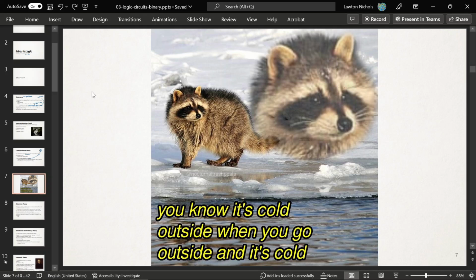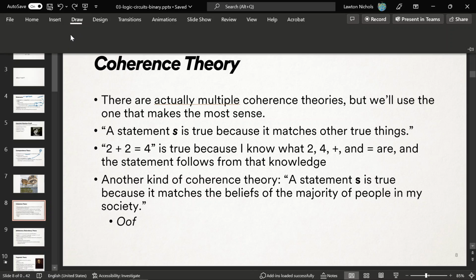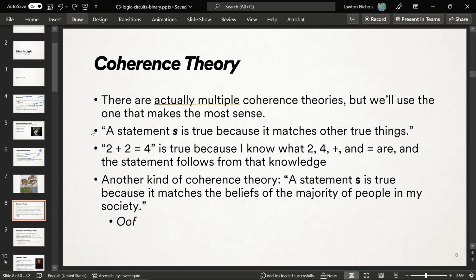But there are other ideas. And let me teach some of those to you as well. Okay. The next one is called coherence theory. This is another definition of what it means to be true. There's actually a few different coherence theories, but we're going to use the most popular one. So to a coherence theorist, this is what they believe. A statement S is true because it matches other true things. So if you know some other thing to be true, you can look at that and build a knowledge universe of truth. Something like that.